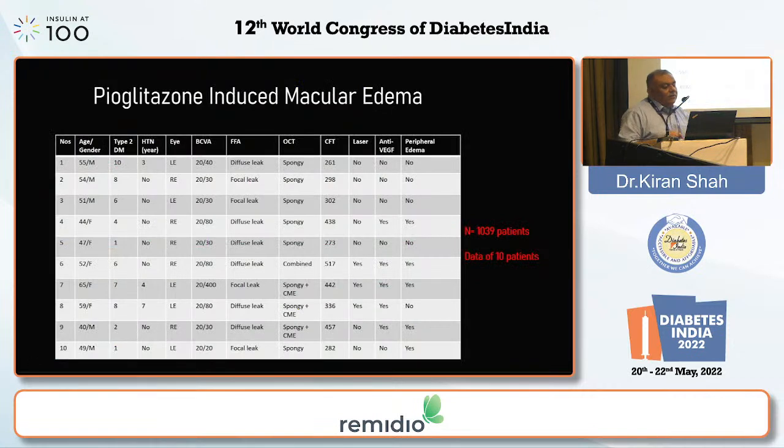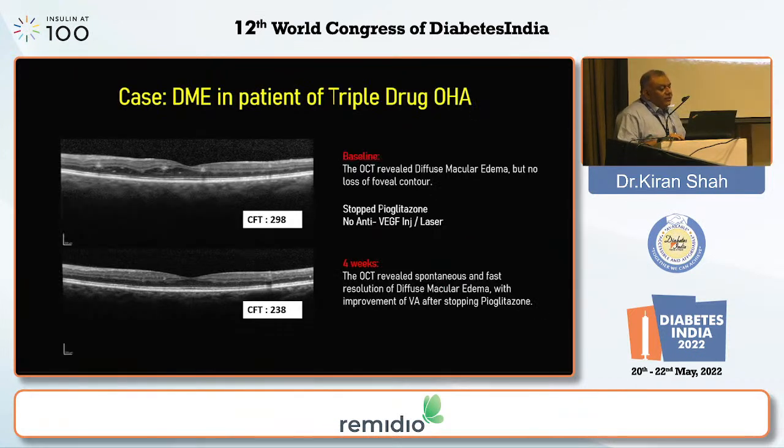This is very important, which I feel as a diabetologist. Please understand, pioglitazone is one of the reasons for diabetic macular edema. We have seen thousands of patients; this is just data of approximately 10 patients which I'm trying to highlight. Pioglitazone can cause diabetic macular edema, apart from all the other complications you know of this molecule. Here is a patient on triple drug OHAs. There was a time when we used to get a combination of glimepiride, metformin and pioglitazone. Of late we get voglibose, but there was a time when pioglitazone was there.